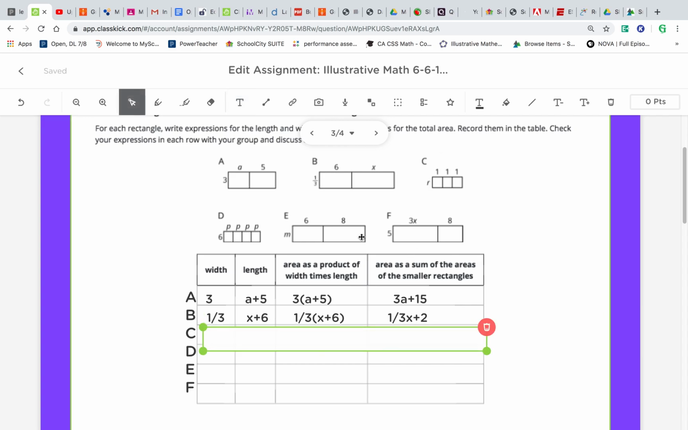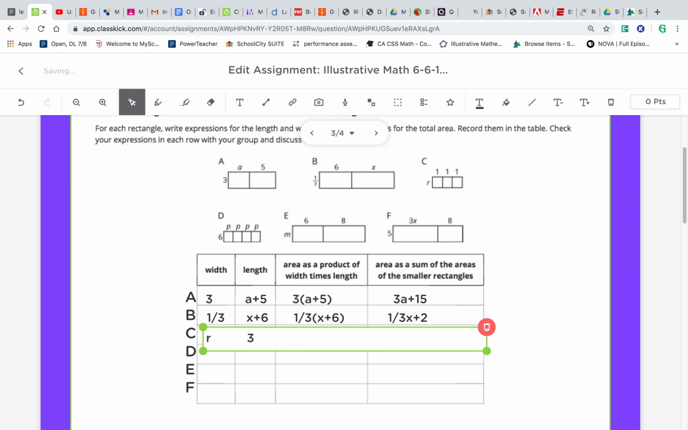Okay, we'll keep it consistent, r, right? And then for the length, we're talking about 1 plus 1 plus 1. Well, we had to just write it out here because we had a variable involved. We don't know what a plus 5 is because we don't know what a is. Same with this one here, but we know what 1 plus 1 plus 1 is, so I'm going to use 3. If you actually write it out as 1 plus 1 plus 1, that's okay, but because we can easily figure out what that is, we're just going to call it 3.